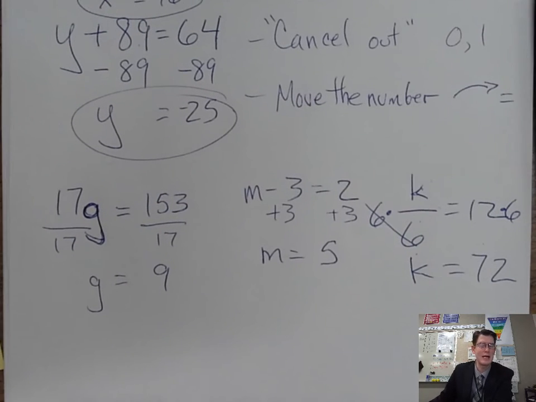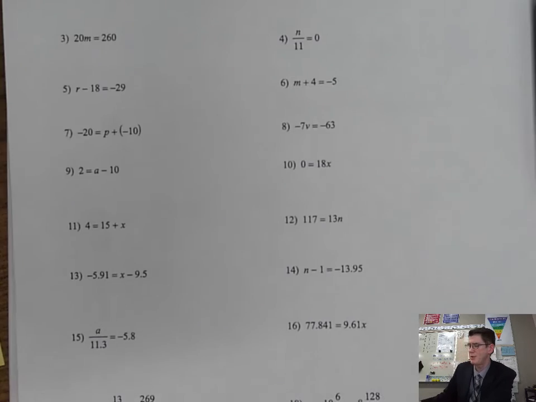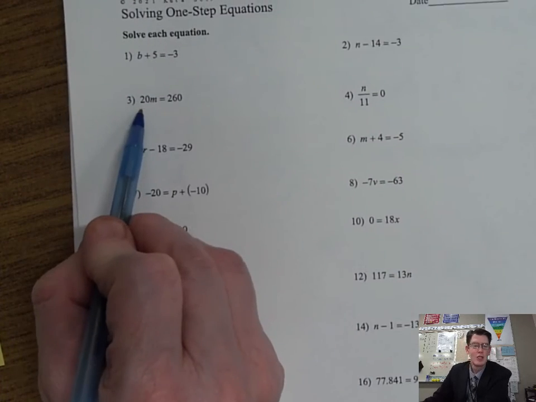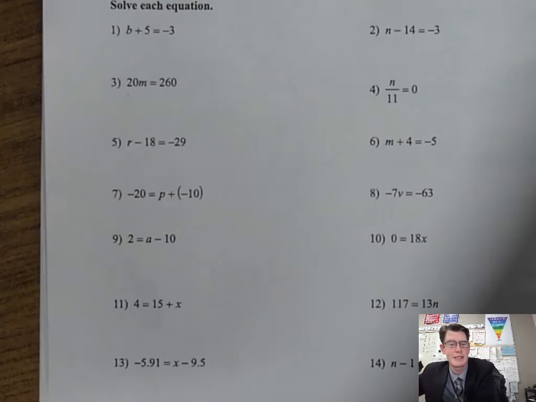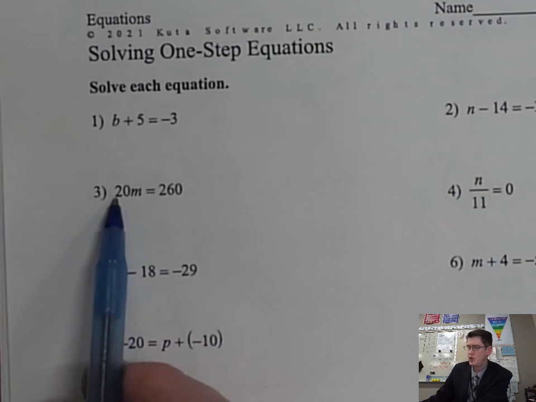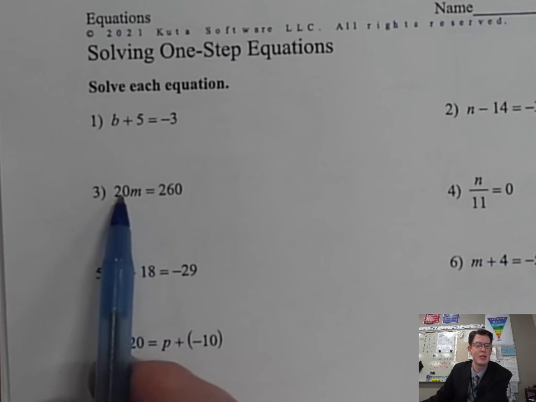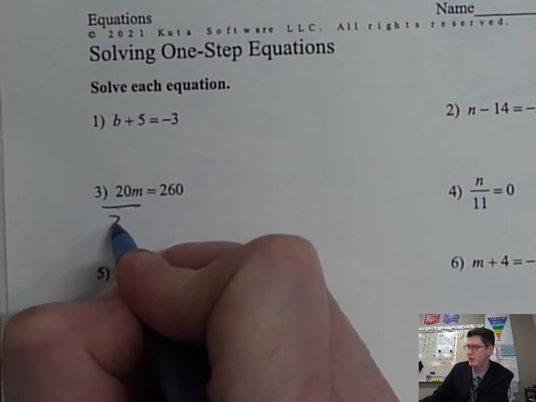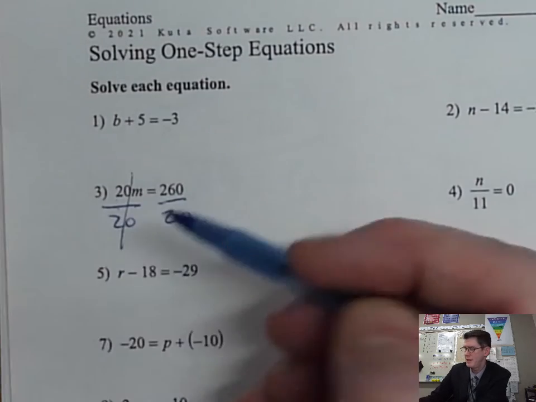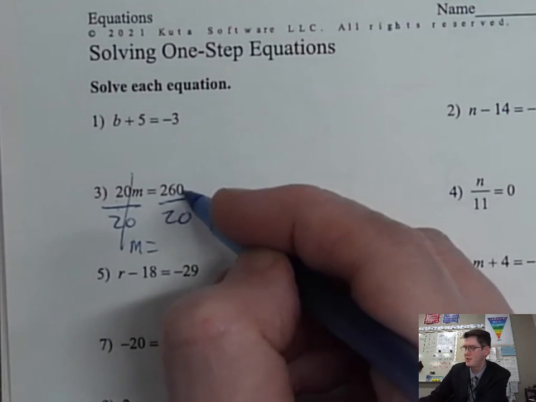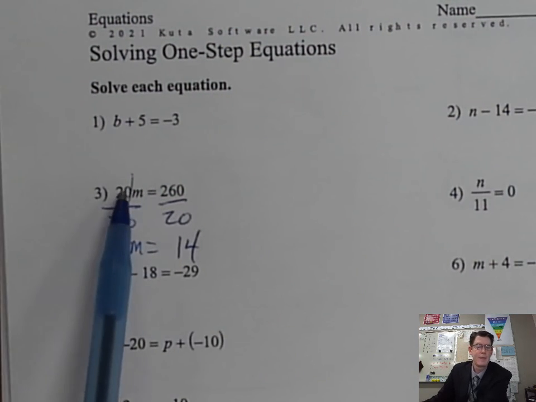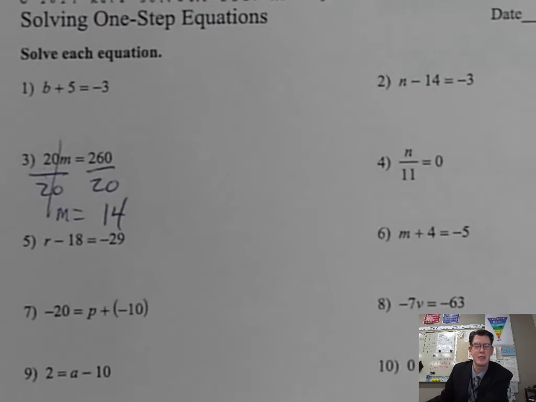Add, subtract, multiply, divide. It works with easy numbers, hard numbers, simple numbers, complicated numbers. For example, this one. 20 m's are 260. So how do we get the m alone? Well, the 20 is multiplied on, so we divide off the 20 from both sides. That goes to 1, so m is, on your calculator, you'll find that m is 14. Or 20 times 14 is 260.